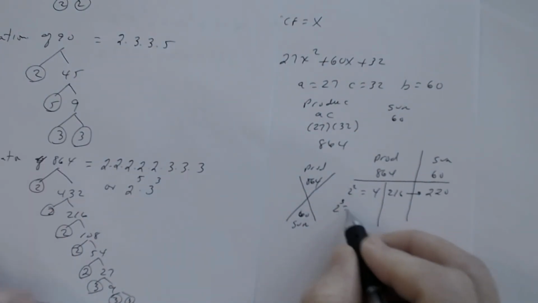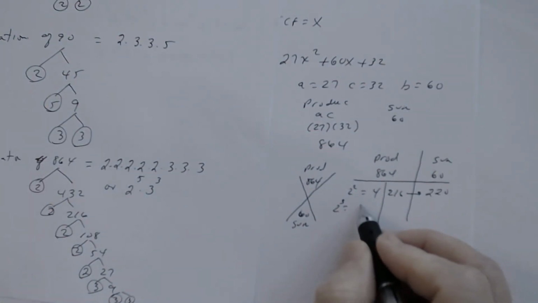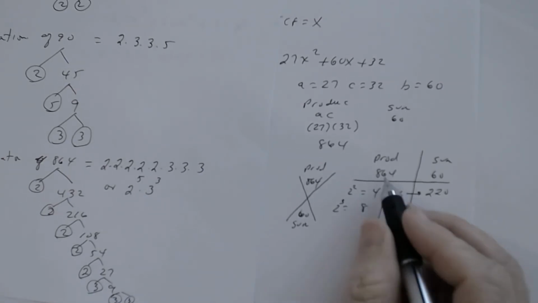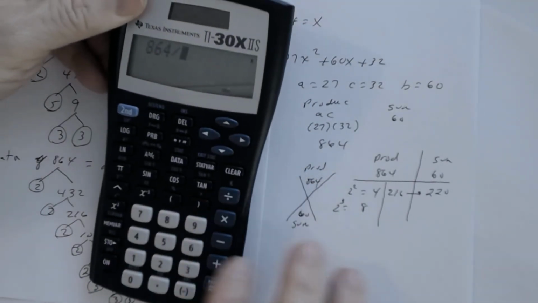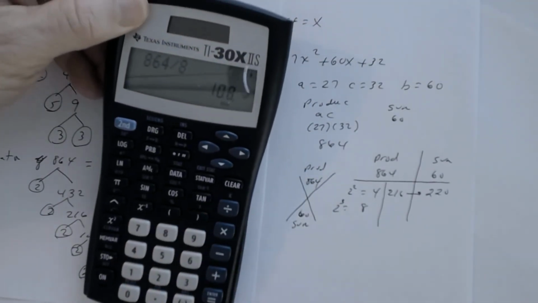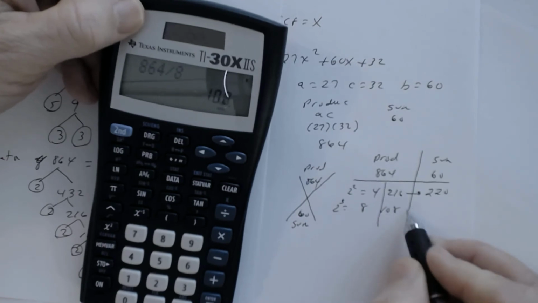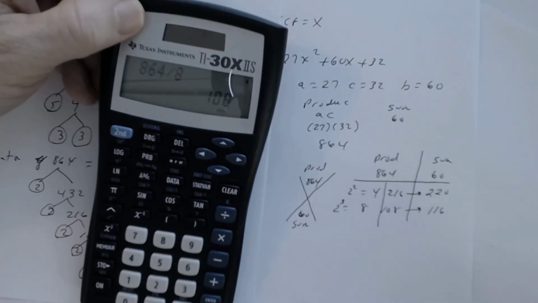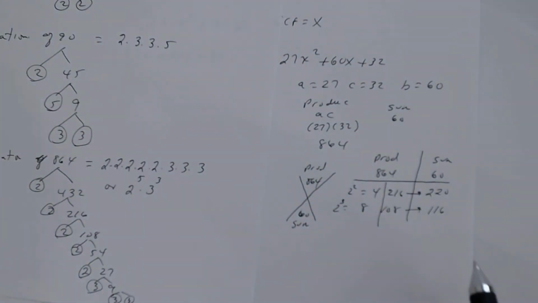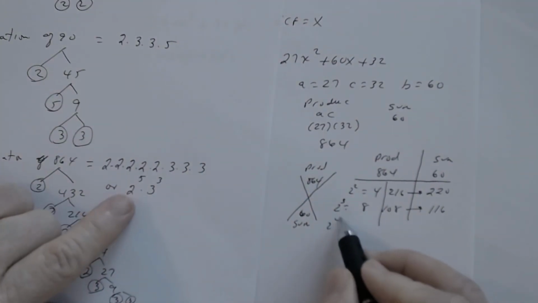2 to the third. Well, 2 to the third is 8. But is that going to help you? So 8 times what's 864? Well, let's see. 864 divided by 8 is 108. That's not going to help either, right? Because when I add them up, I get 116. But then you may say, well, what about if I use 2 to the 4th? Okay, well, let's try 2 to the 4th.